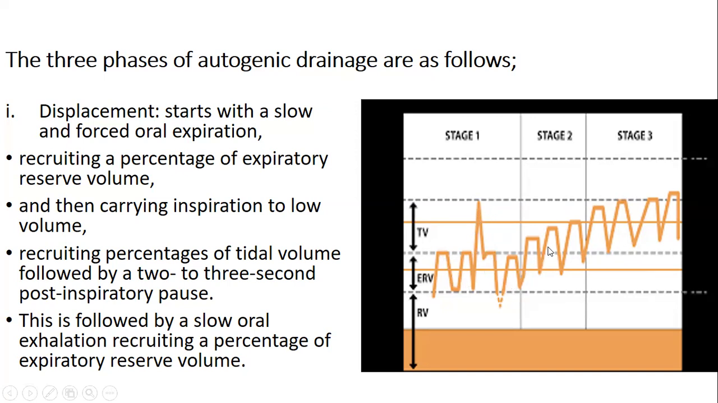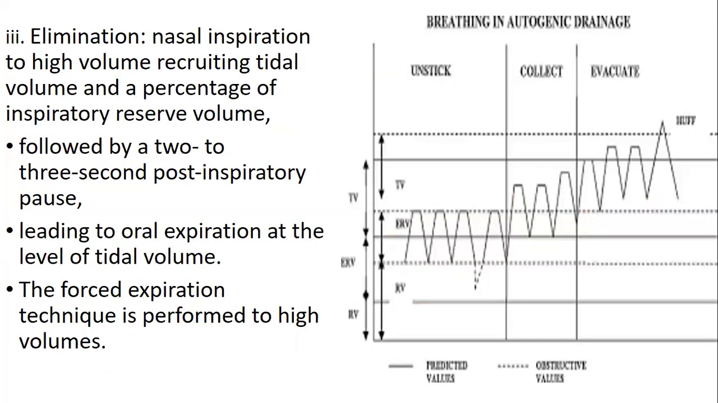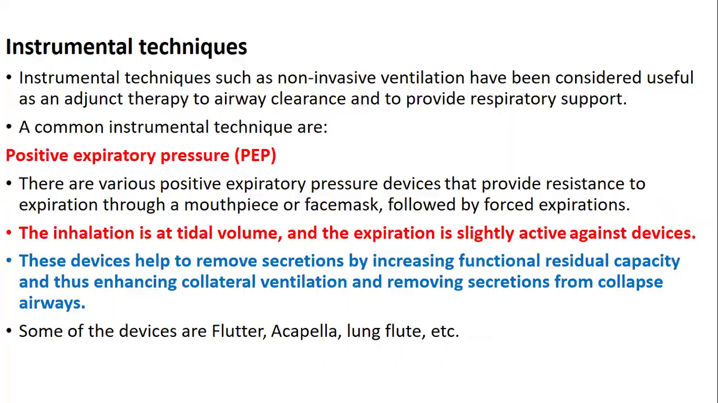Again, unstick. Then you go into the second phase, where you do a lot of breathing out, pushing up, forceful breathing out, so that there is collection of air into the central zones. Then at the end, a huff, so that the air all goes out. That is what is referred to as autogenic drainage. I was explaining using this diagram, and the detailed explanation is in the notes on the side, which are basically talking about the same thing.